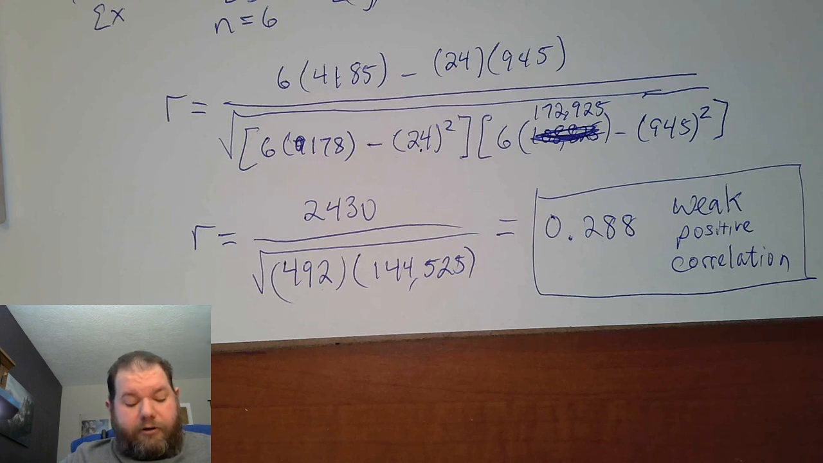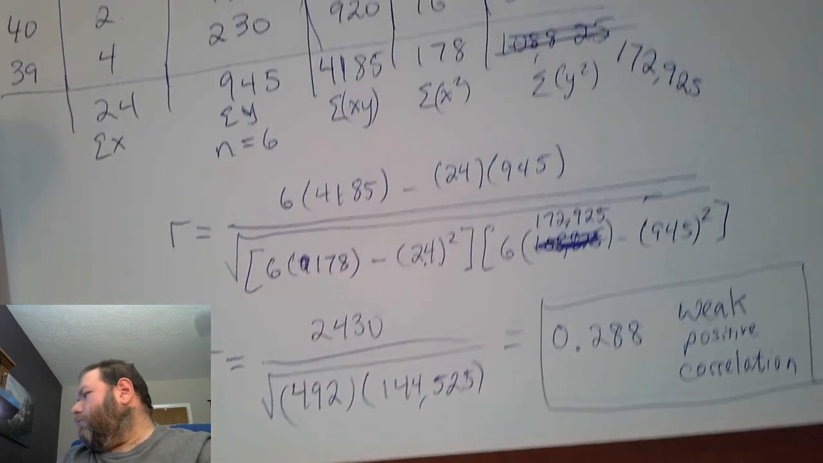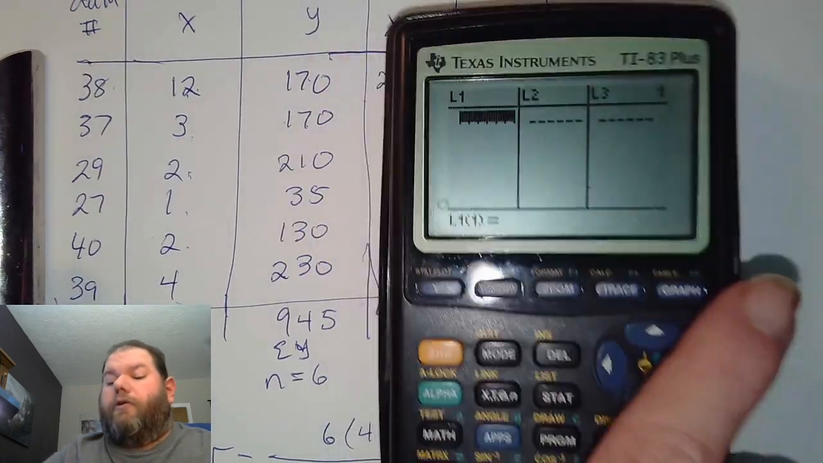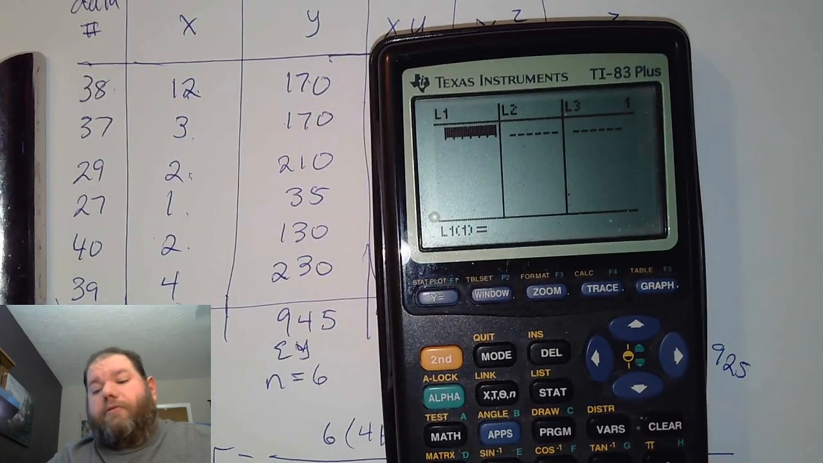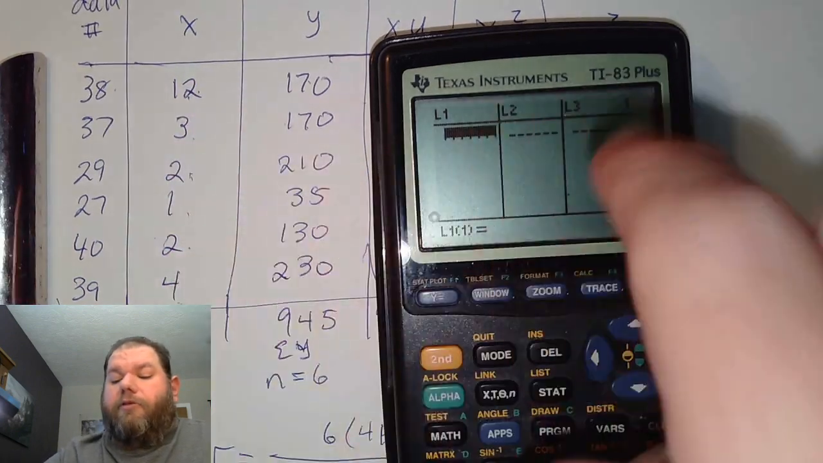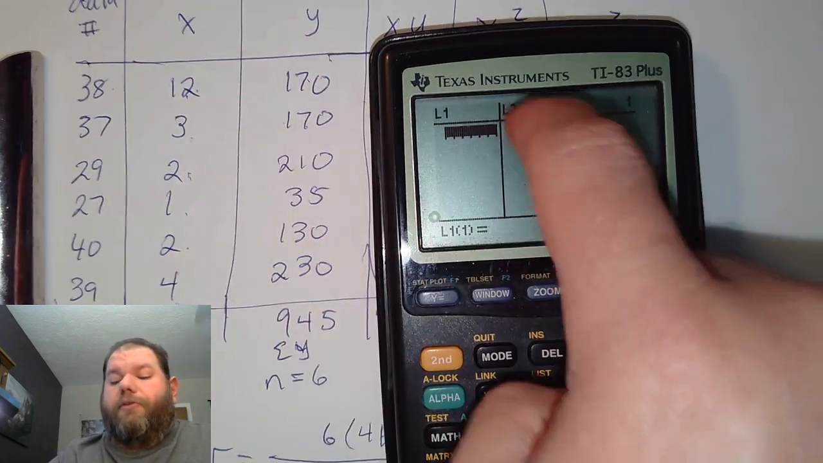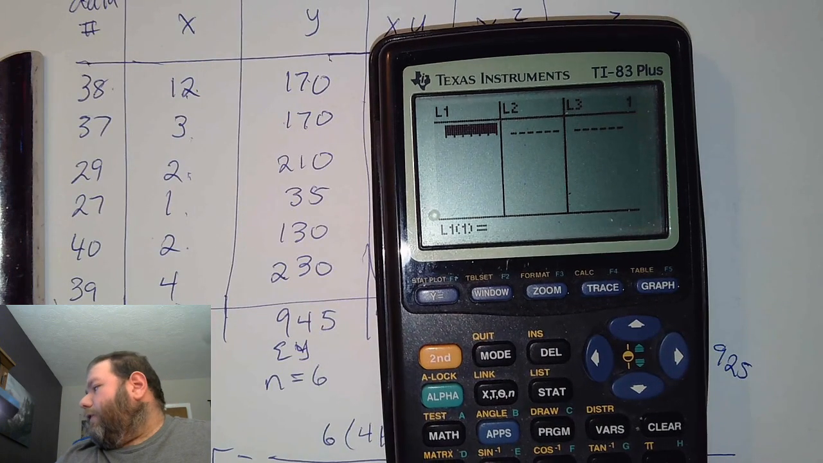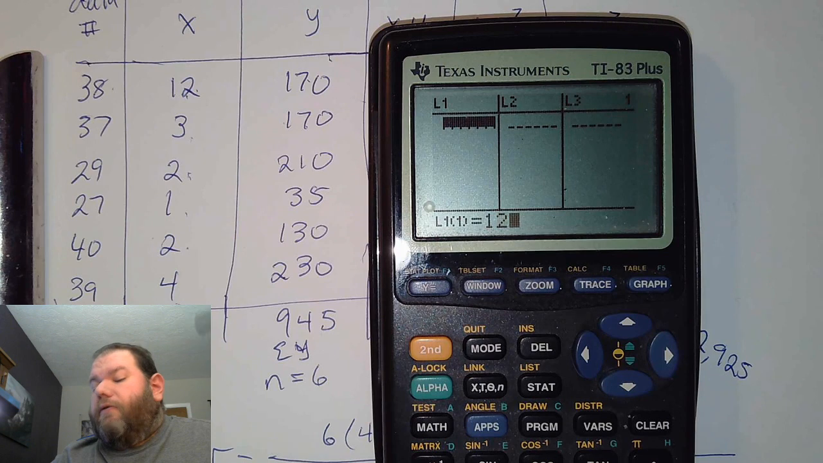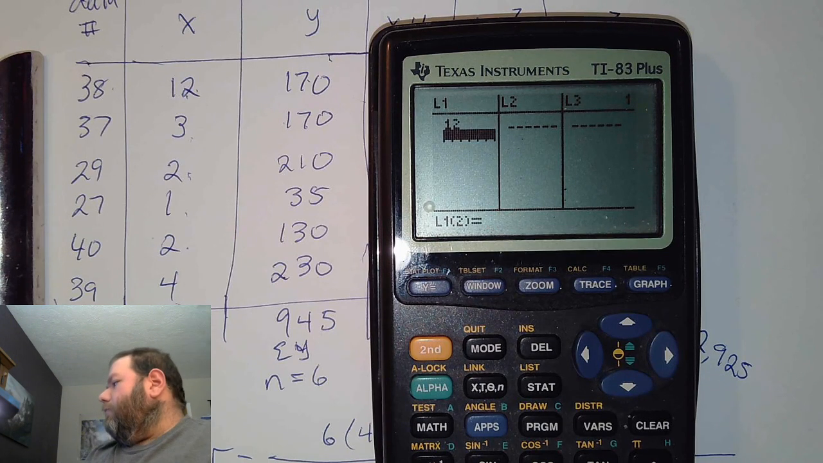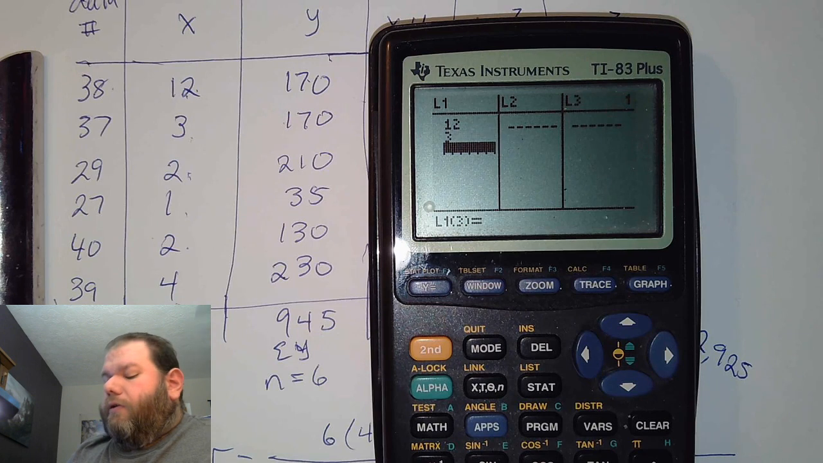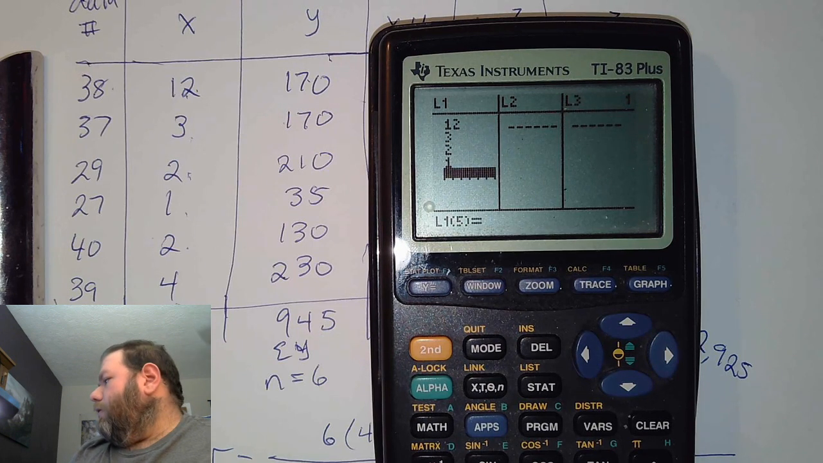First thing, let me go in here and clear out the list, because we'll have to enter everything into the list. Okay. So, what I'm going to do is take each of our x values here and put them into list 1, and then each of the y values and put them into list 2. So for the x's, we have 12, 3, 2, 1, 2, and 4.